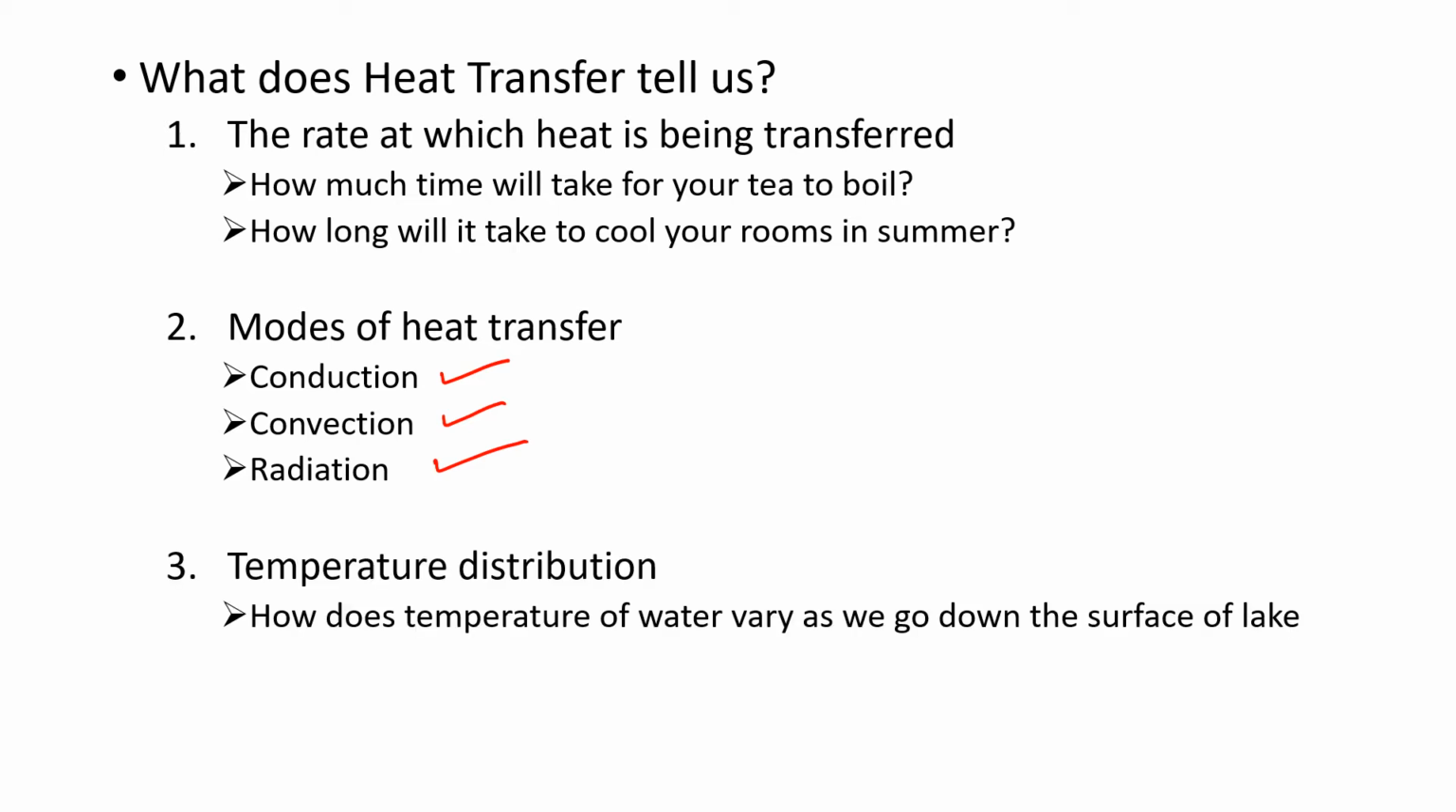And the third information that we'll learn in this course is how to find the temperature distribution in any given system. So for example, you want to find out how does the temperature of water vary as we go down the surface of the lake. So for example, during the winter time, the surface of the lake will be frozen, but the bottom of the lake will still have liquid water and will be much warmer than its surface.